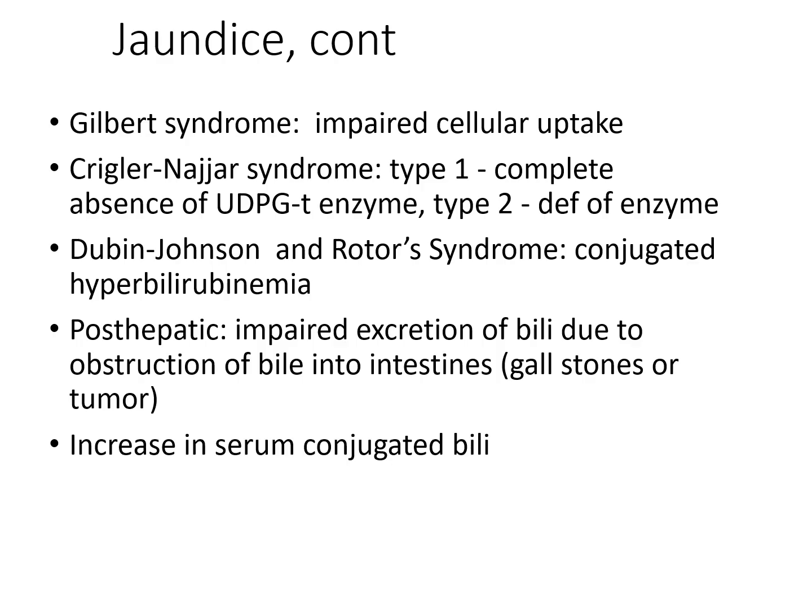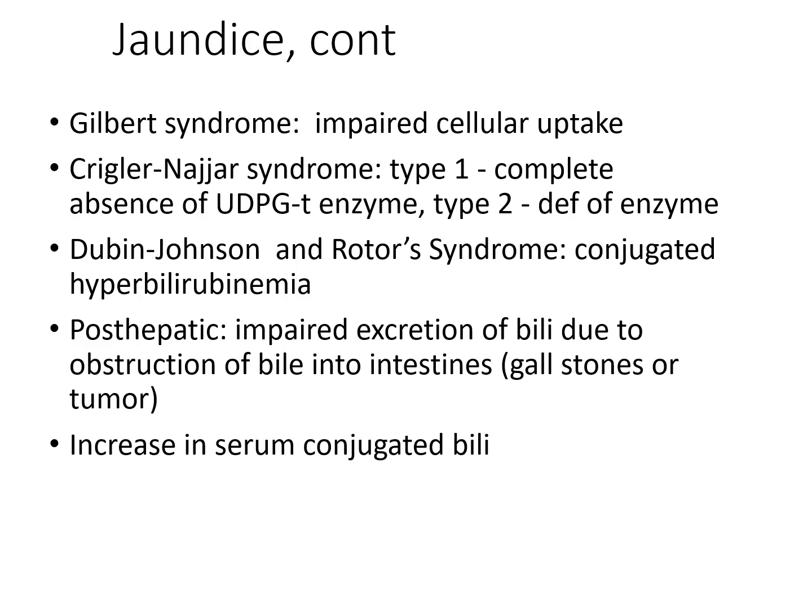And we also have Dubin-Johnson syndrome and Rotor syndrome. Both are disorders causing conjugated hyperbilirubinemia. The liver conjugates bilirubin normally, but there is an impaired secretion or transport of conjugated bilirubin into the bile ducts.